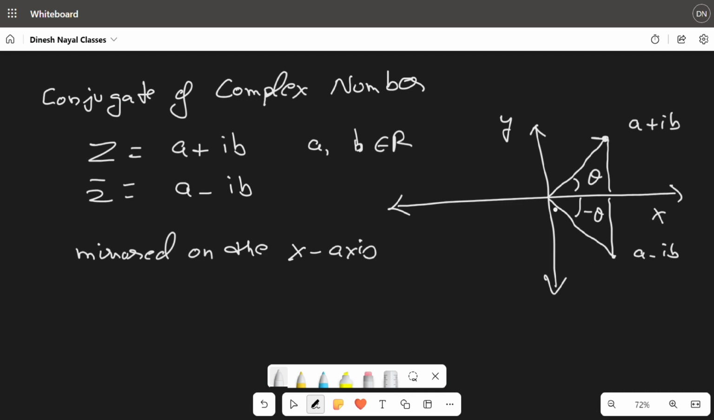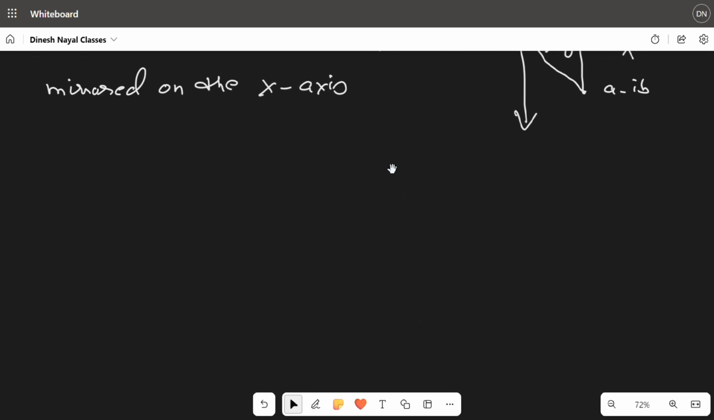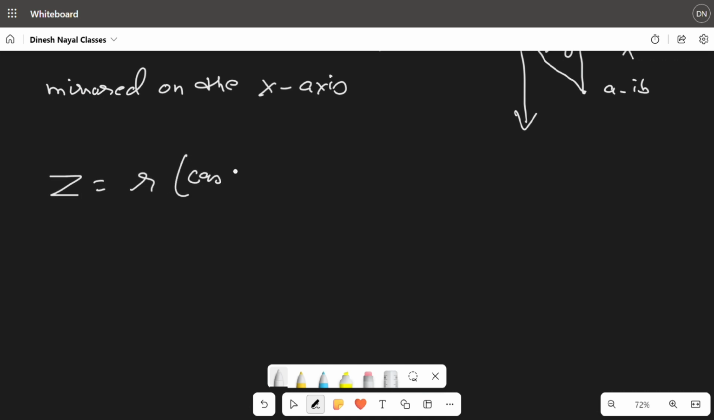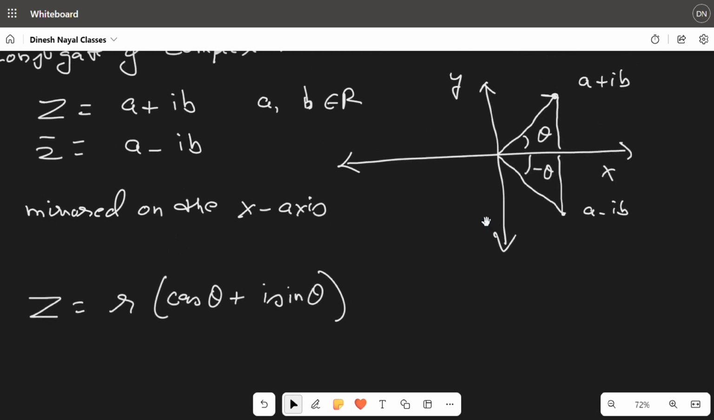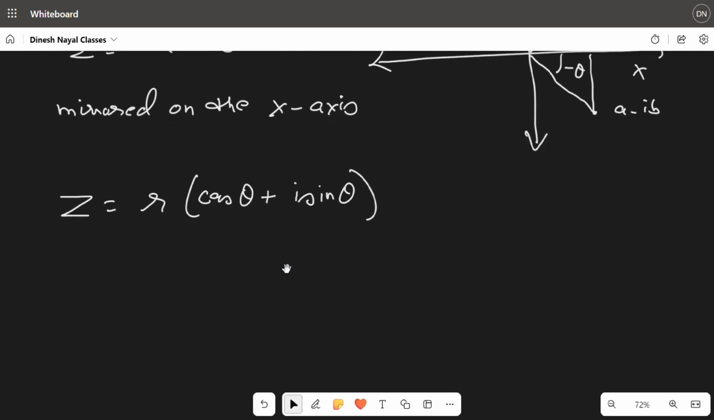Okay, now for the polar form. We know that the complex number is represented as z equals r cos theta plus i sin theta. This is the polar form. Again, if we look at this Argand diagram, we know that the conjugate has angle minus theta. So we just replace theta by minus theta to get the conjugate.